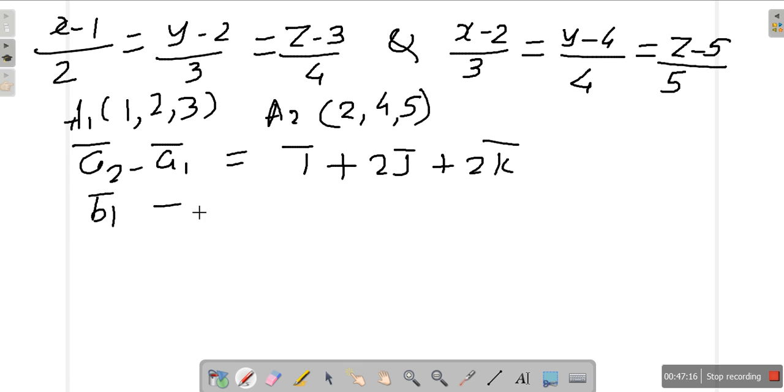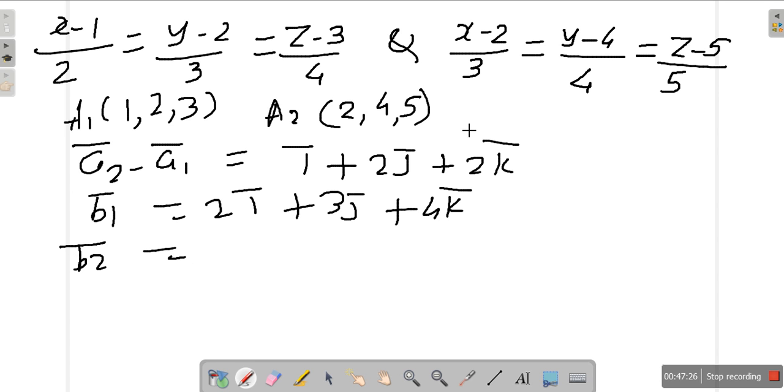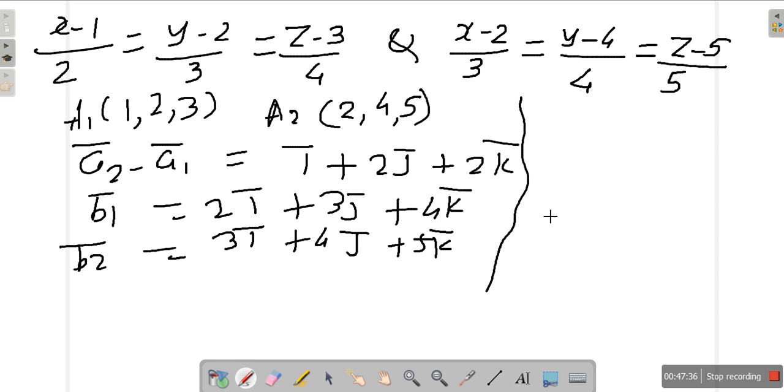What is B1? B1 is 2i plus 3j plus 4k. What is B2? B2 is here: 3i plus 4j plus 5k. Let us do here B1 cross B2.